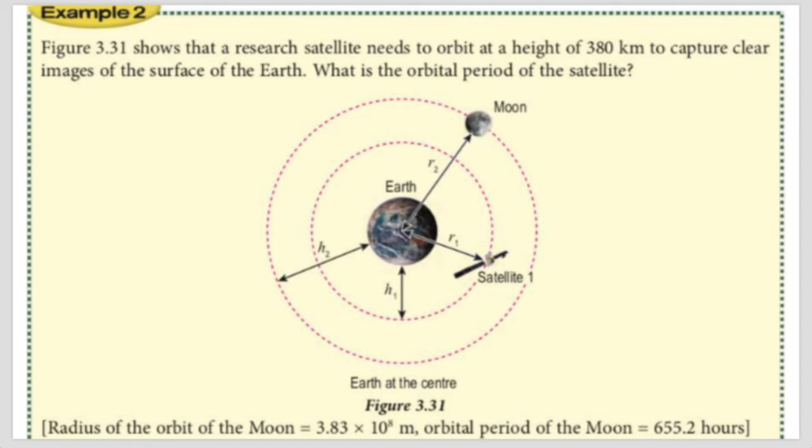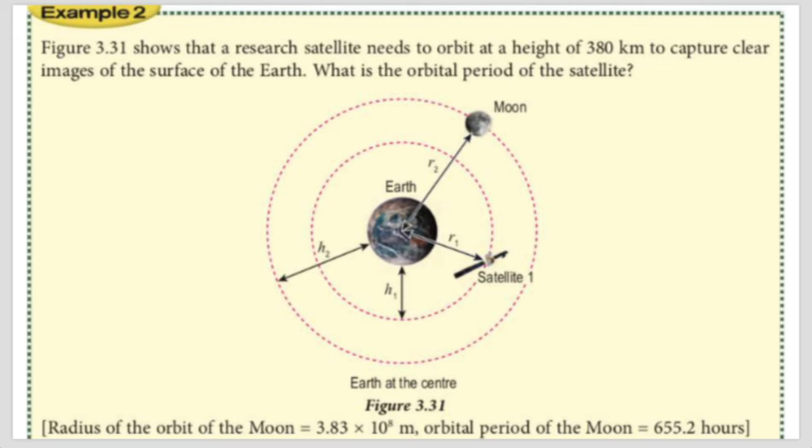All right, one more example. This time we're comparing the moon and a satellite. So this time instead of the sun, we're using the Earth as the center, as the focus. But the idea is still the same.